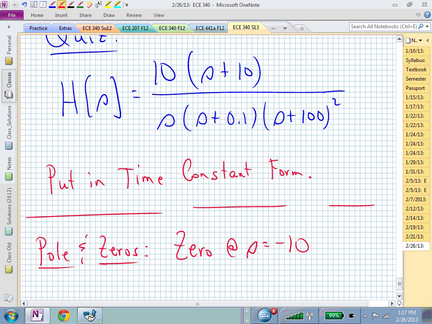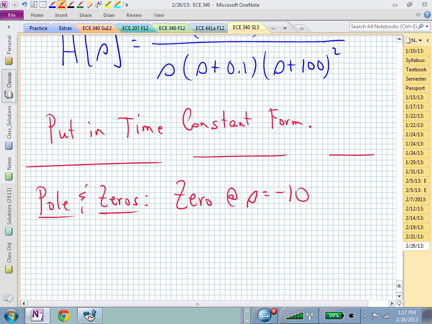Do I have any other finite zeros? What's the order of this system?